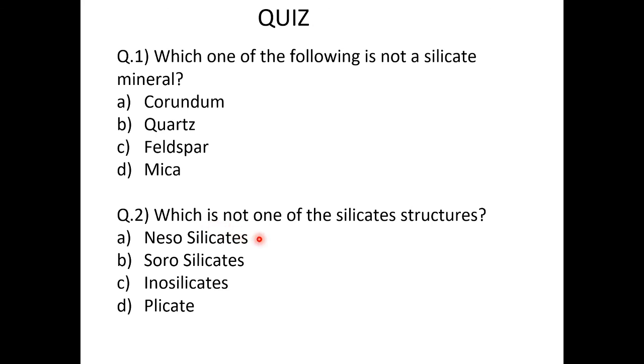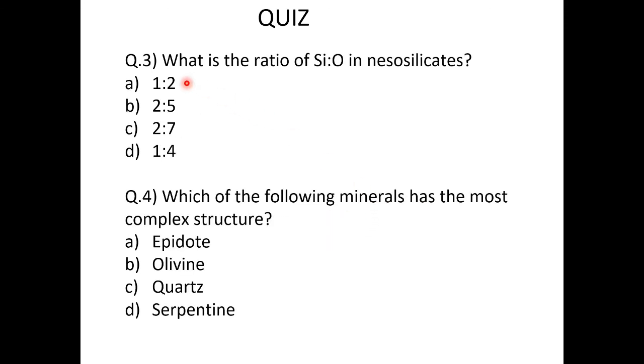The second question is, which is not one of the silicate structures? I have given you a list of silicate structures. There are 6 of them. So you need to find out which one of these 4 is not a silicate structure. The third question is, what is the ratio of silicon to oxygen in nesosilicates? Out of these, one would be the right answer.